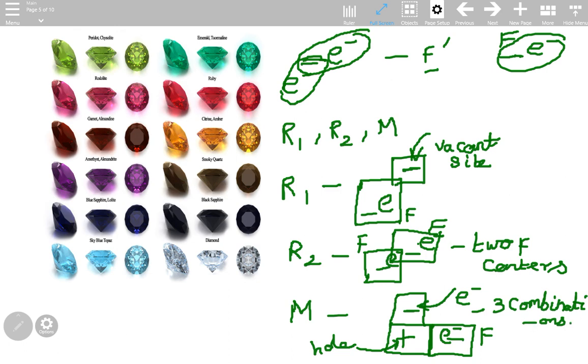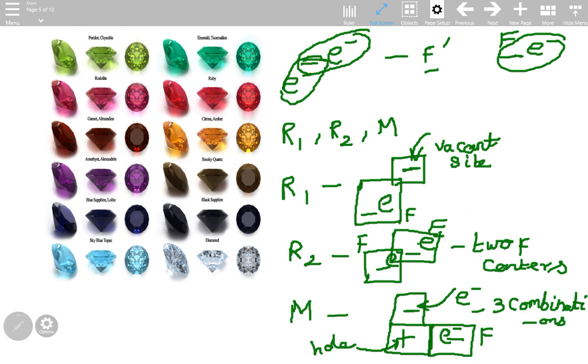So I don't have a place. So three combinations produce the M center. Summarizing R1, R2 and M: R1 is one F center combined with a negative vacant site. R2 is where two F centers have been combined. M center is where there are three combinations in which a positive, that is a hole vacant site, and an electron vacant site both get combined with the F center. So these are the three, R1, R2 and M.